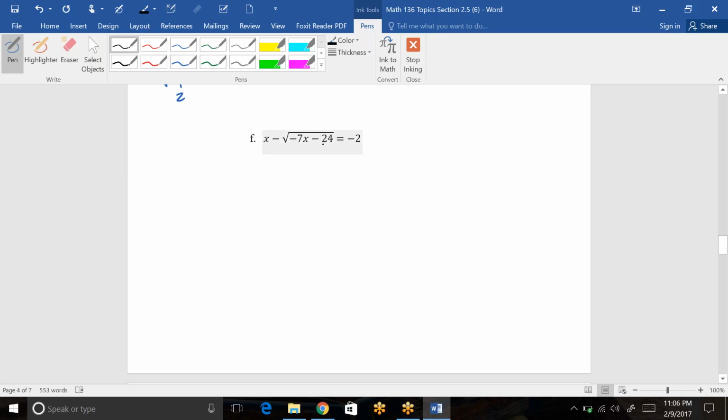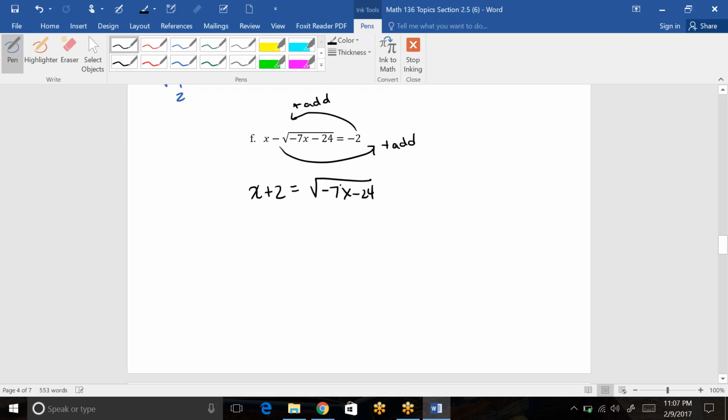So again, this one is not isolated, and I don't like that negative in front of this radical. That's something I try to avoid. So if I was going to fix this, I'm going to move this guy over by adding, and I'm going to move this guy over here by adding, because they're both negative. So that would be x plus 2 equals square root of negative 7x minus 24.